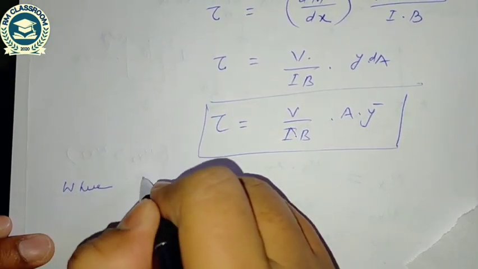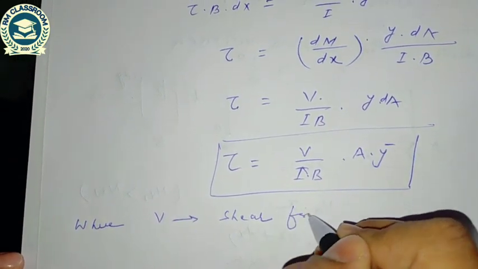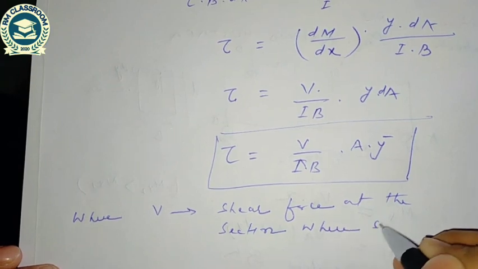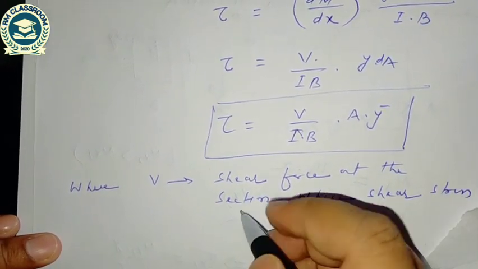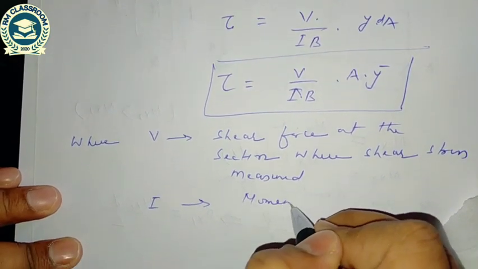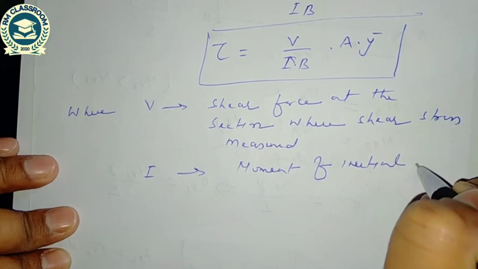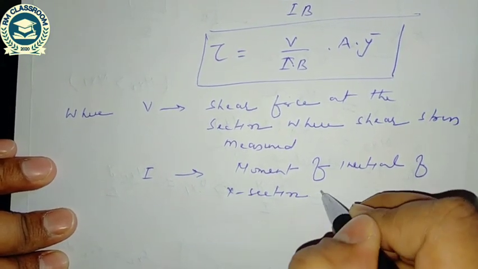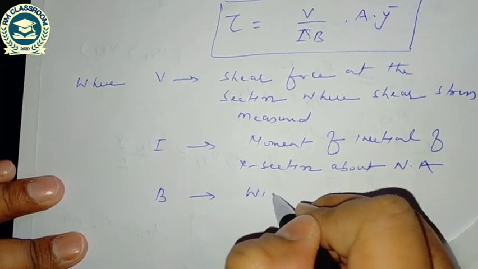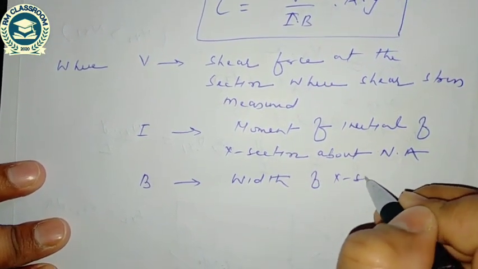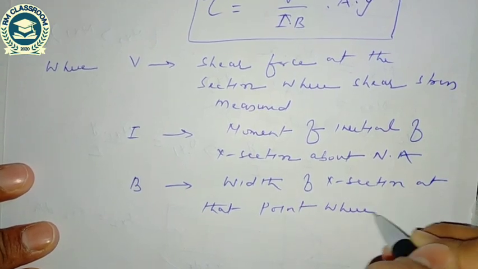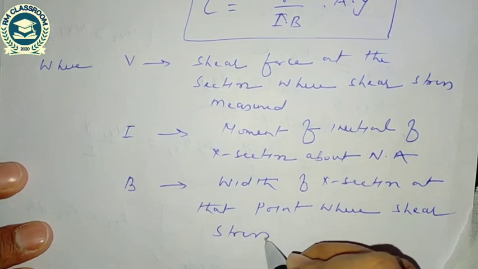So shear stress is V upon Ib into the integral of y dA, which is A y bar, the moment of area, where V is the shear force at the section where shear stress is measured, I is the moment of inertia of the cross section about the neutral axis, and b is the width of the cross section at that point where shear stress is measured.